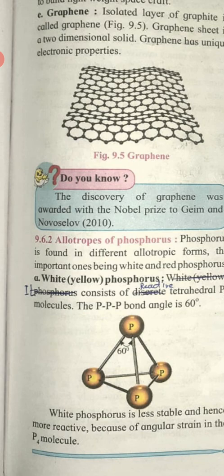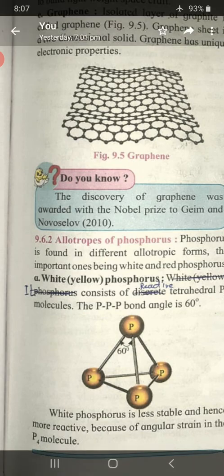Now, physical properties. It is a translucent white waxy solid. It glows in the dark. This phenomenon of glowing in the dark is known as chemiluminescence.